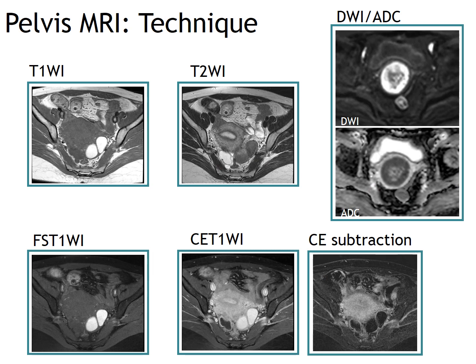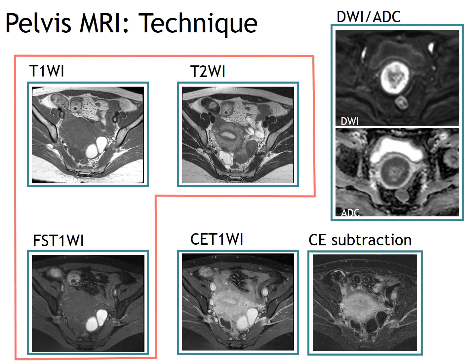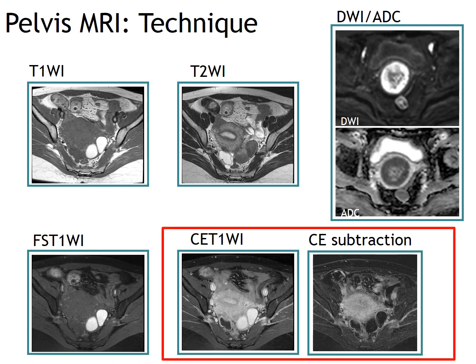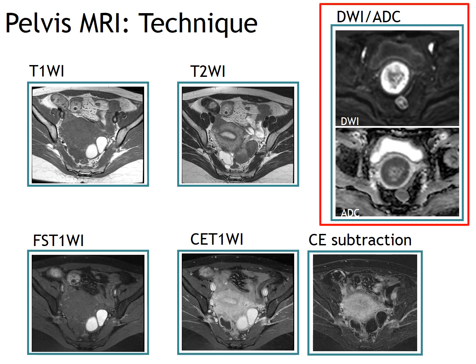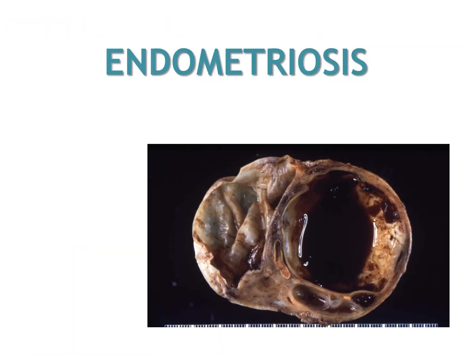Main MRI sequences used in diagnosis of endometriosis and adenomyosis are T1 weighted imaging, T2 weighted imaging, and fat suppressed T1 weighted imaging. We also use contrast enhanced imaging with subtraction and diffusion weighted imaging with ADC map. Let's begin with endometriosis.